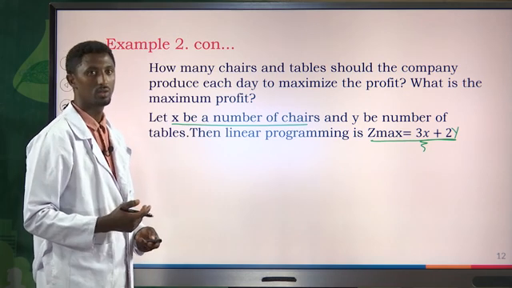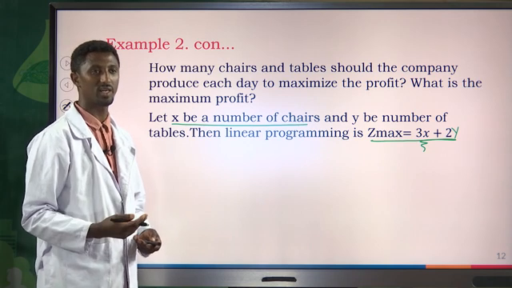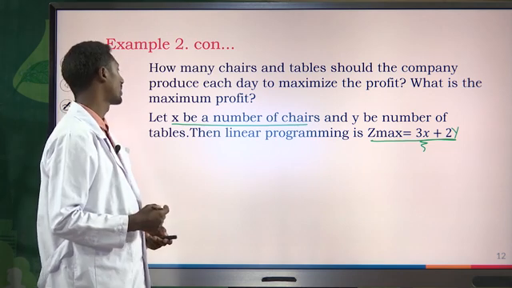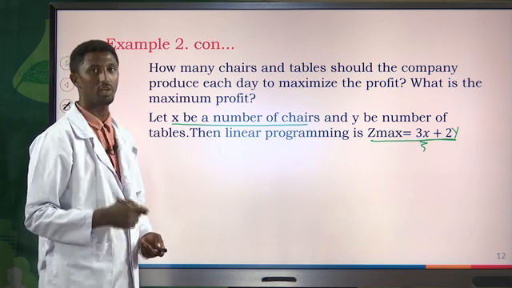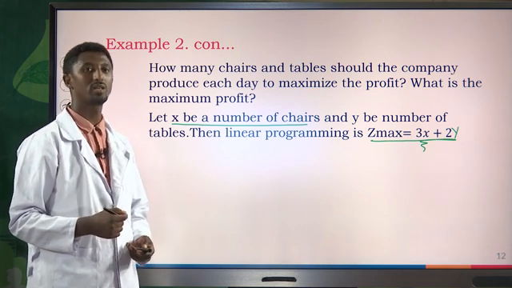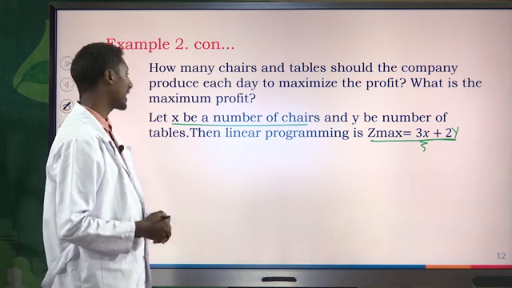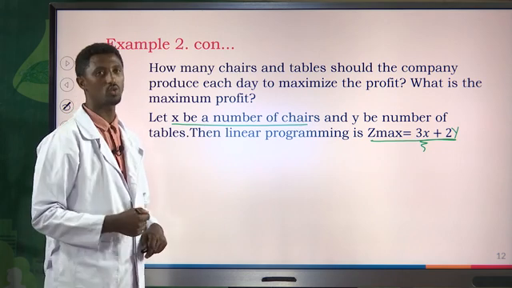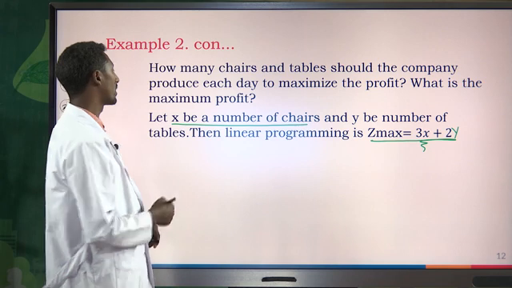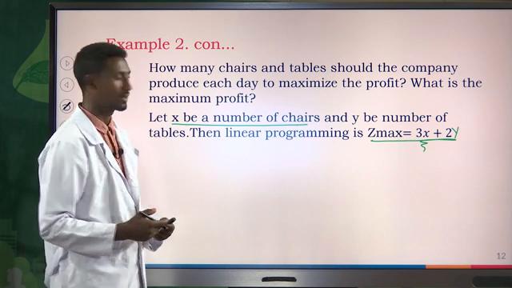And also, the company has a time constraint. One for carpentry, the other is for painting. So when a company makes a chair, each chair requires 1 hour for carpentry and 1 hour for painting. And similarly, when a company makes a table, it needs 1 hour for carpentry and 2 hours for painting. And also, the company has at most 4 hours for carpentry.